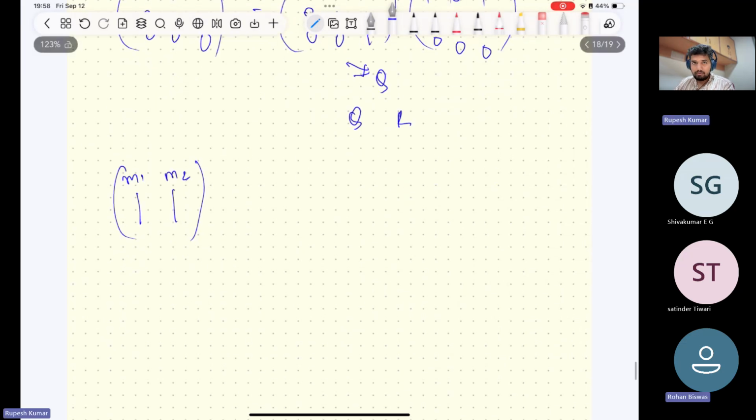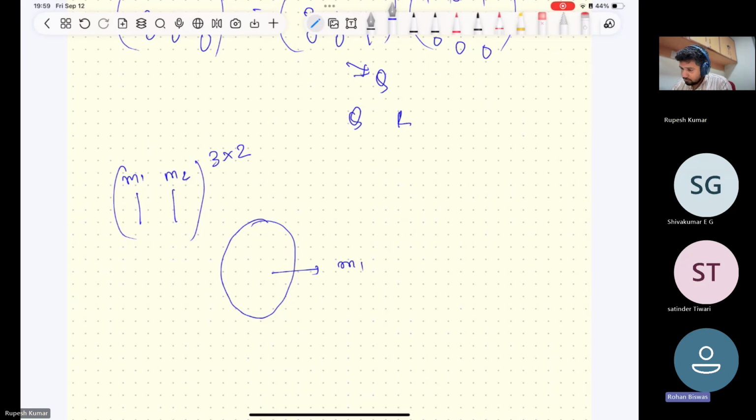Then what would you do? Yeah, in that case, you will choose M1, right? So it is 3 by 2, you have, right? It's a tall matrix. No, it's a rectangle, 3 by 2. It's a wide matrix. Tall matrix, you know, not a vertical one. Horizontal would be 3 cross 5. So you choose M1 here, and then you can choose M2 here, right?